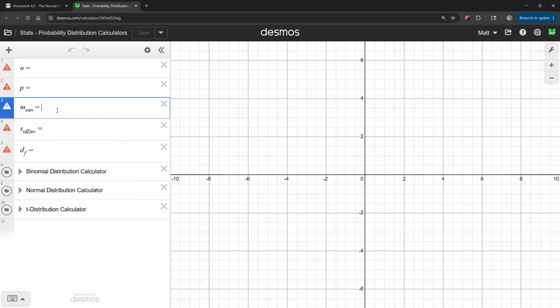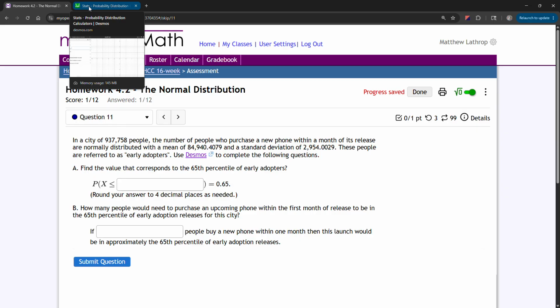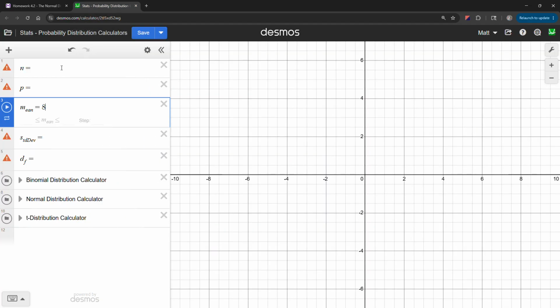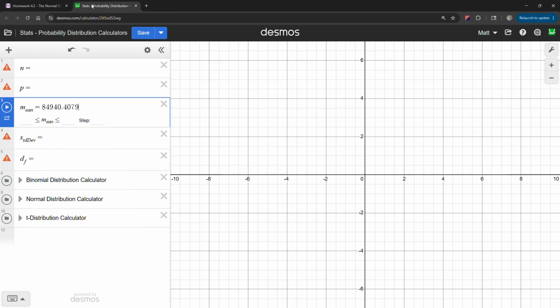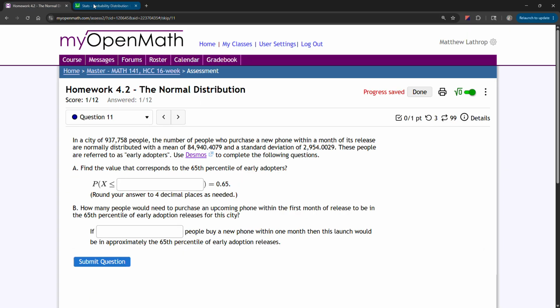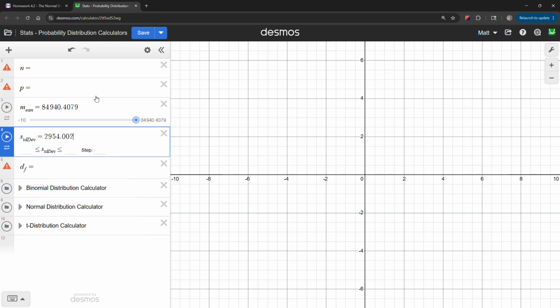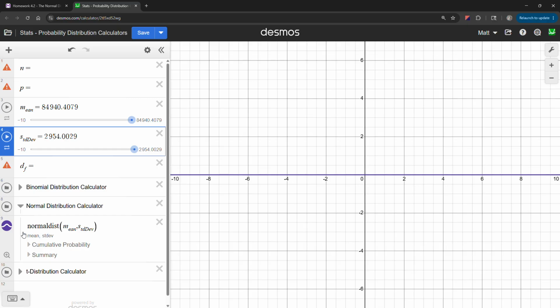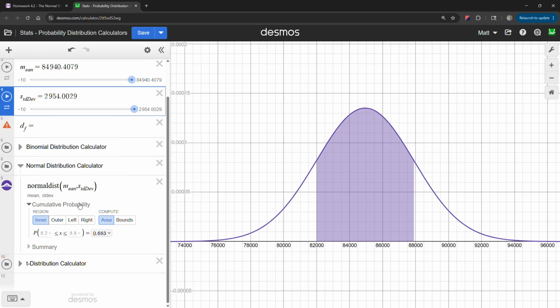First, we'll open up Desmos and set up the normal distribution, just like we have before, where our mean is 84,940.4079, and our standard deviation is 2954.0029. From there, we can turn on the visualization for the normal distribution, open up the cumulative probability tool, and click that zoom fit button to get a good view of our distribution.